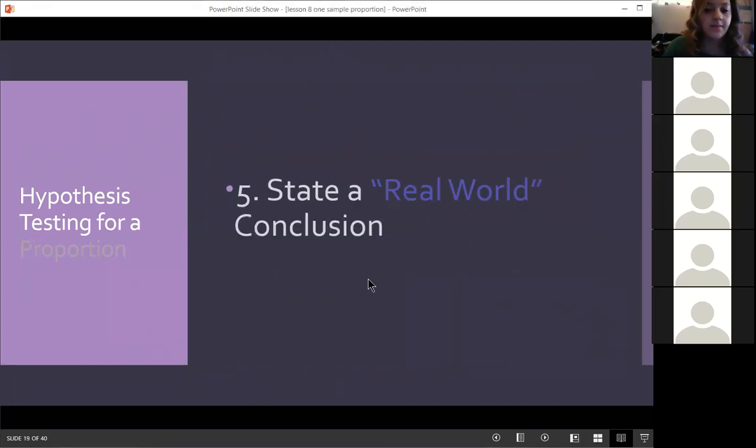And then lastly, based upon the conclusion you got, you want to state a real world conclusion. Statistics isn't just about these numbers. We're trying to decide what this actually means in application. So based on whatever we got in step 4, if you rejected or failed to reject, that's how we're going to state a real world conclusion based upon our original research question. Remember when we did confidence intervals, our last step was always to say we are 95% confident that, and then state that conclusion. It's the same idea here.